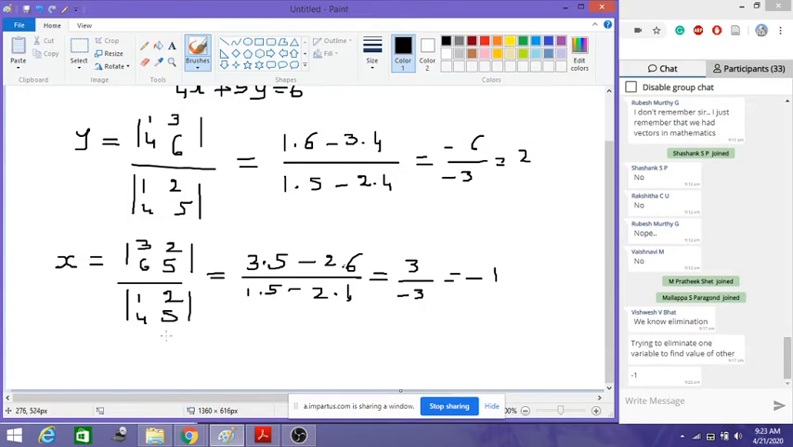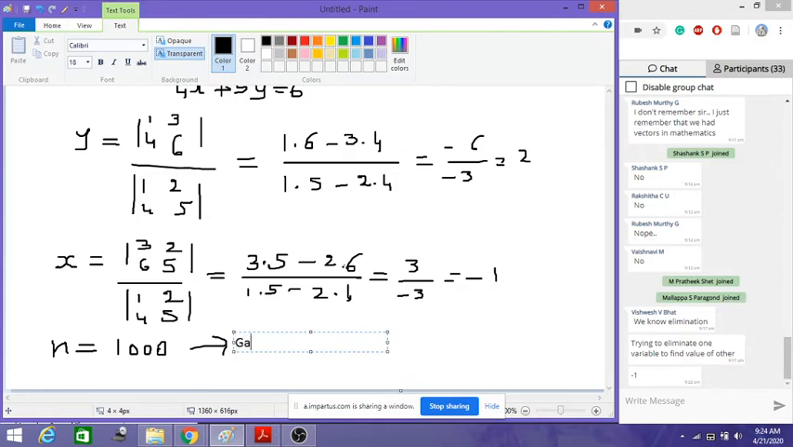As I told, n is nothing but the number of equations, so n defines the number of equations. If for example n becomes 1000, then the determinant method is not a real-time method to solve this. So then we have to go for the other method, that is the Gaussian elimination algorithm.